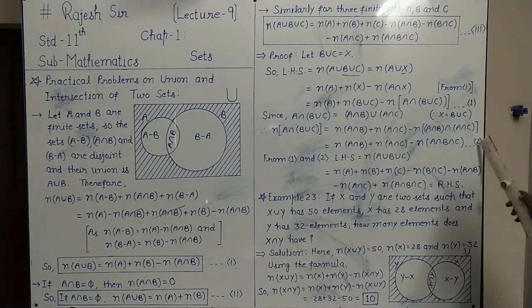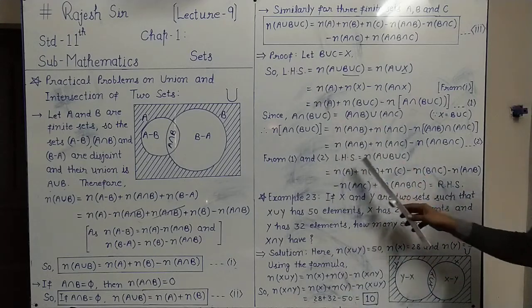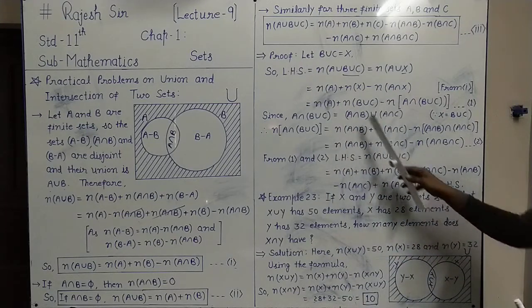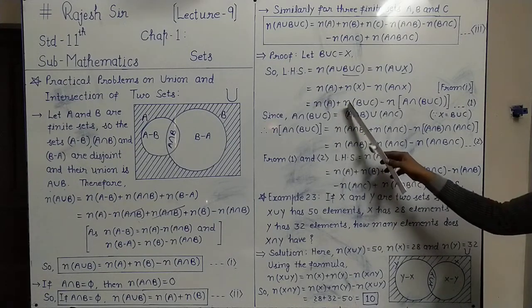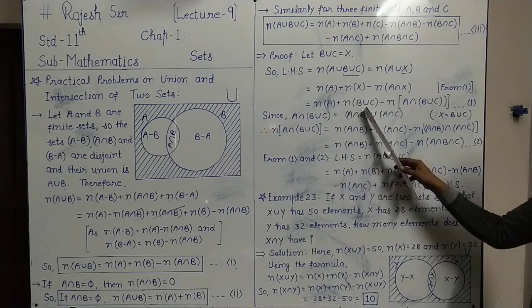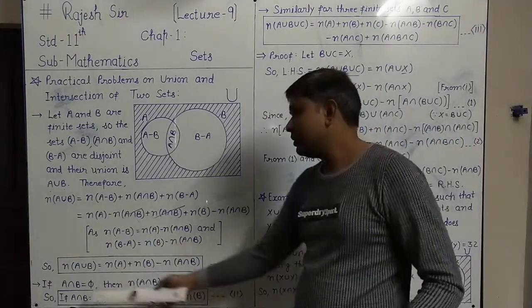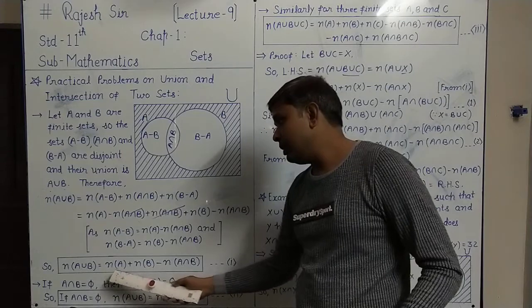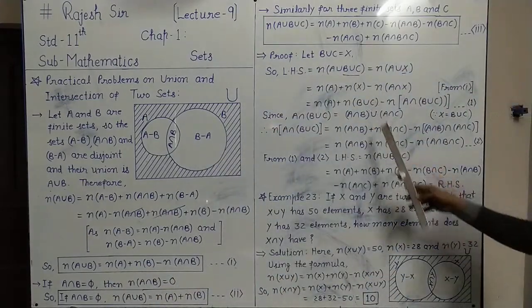Now from result 1 and 2, the left side now becomes n(A union B union C), in that the left side was n(A), so it is n(A) as it is, plus it is n(B union C) here we have. So n(B union C), again we use the first result here. For B union C it will be n(B) plus n(C) minus n(B intersection C), that we have left.